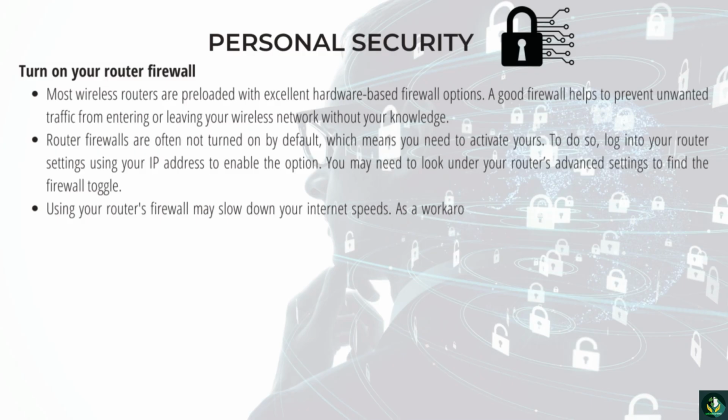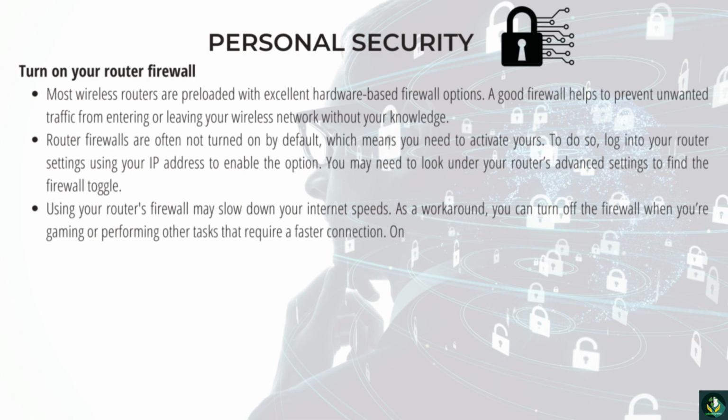Using your router's firewall may slow down your internet speeds. As a workaround, you can turn off the firewall when you're gaming or performing other tasks that require a faster connection. Once you're done, just turn it back on.